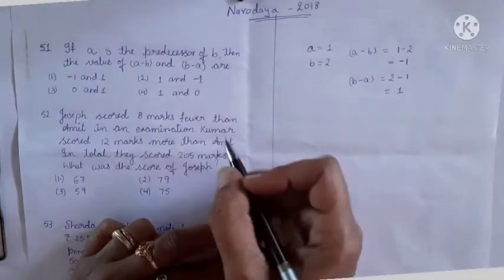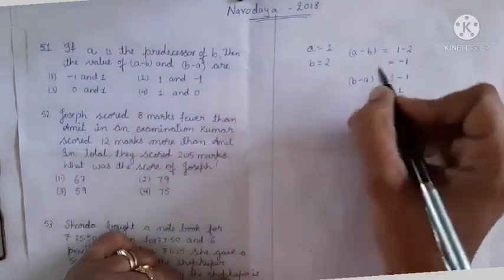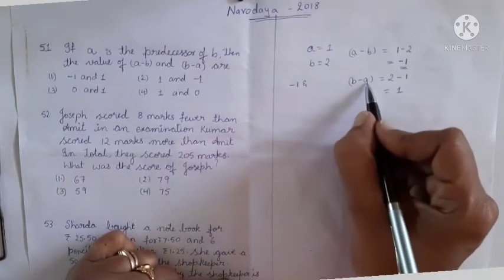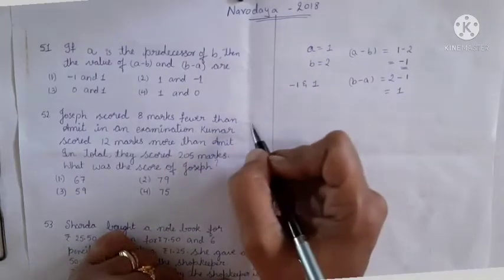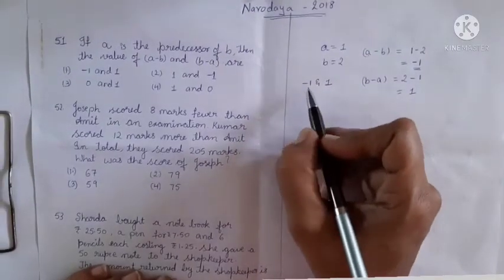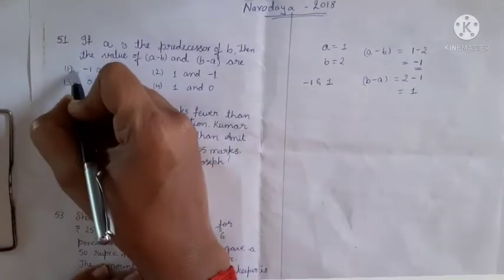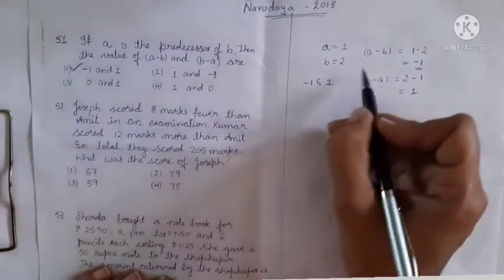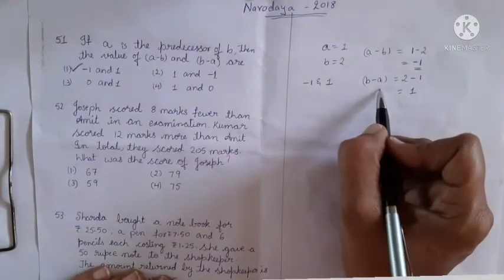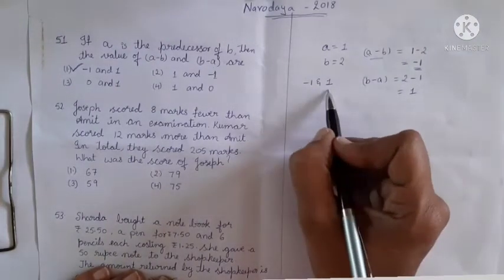Remember, the question asked is to find the value of A minus B and B minus A. So the value of A minus B will be first and the value of B minus A will be second. Therefore, which option is right? Remember children, minus 1 and 1 will be the option. So option 1 is correct, because here they have asked A minus B first and then B minus A.